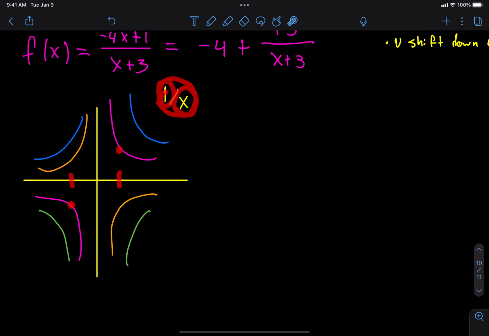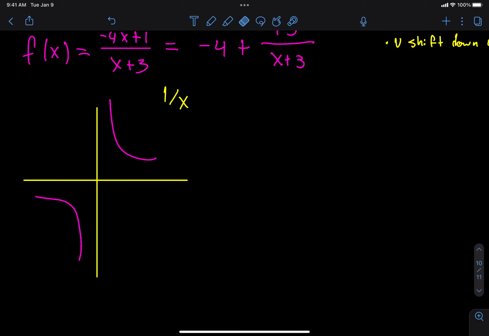And if x is getting really, really big, what's happening? If x is getting really, really large, the denominator is getting huge. So the function is getting closer and closer to 0. Okay? So this is what the function 1 over x looks like. This is one of the ones that we need to memorize.